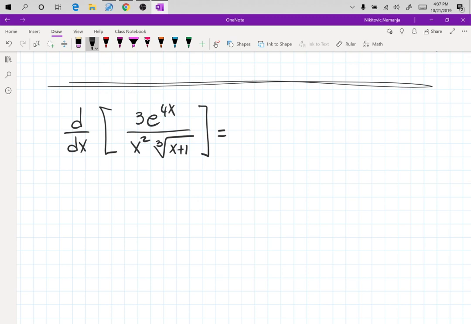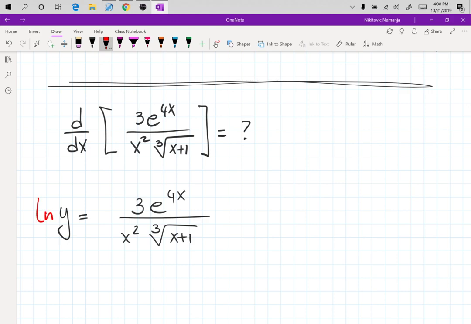So this one is a little bit weird because of e. e cancels with ln, so the formula for the derivative doesn't work for that term. It works for the other two, but it doesn't work for the e term. So what is happening for this problem? Now that you tried it, let's write y equals 3e to the 4x divided by x squared cube root of x plus 1, and then add ln. So we're going to work out this one in all the steps.